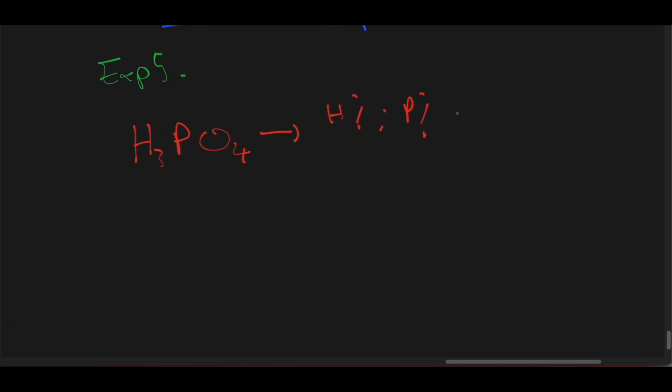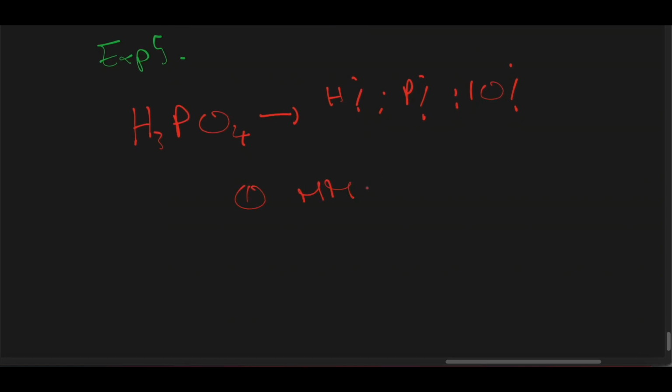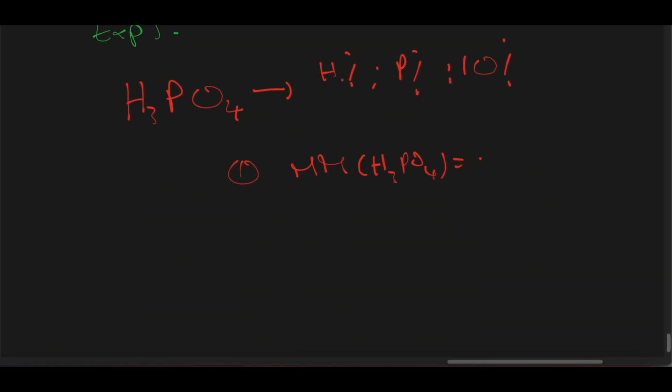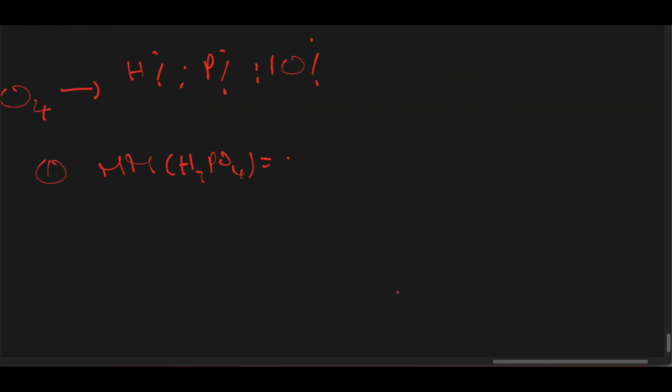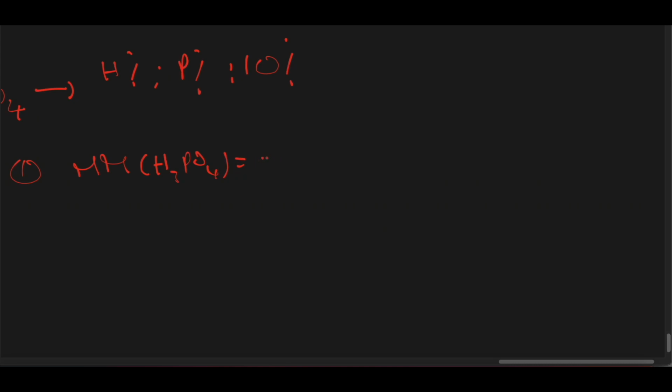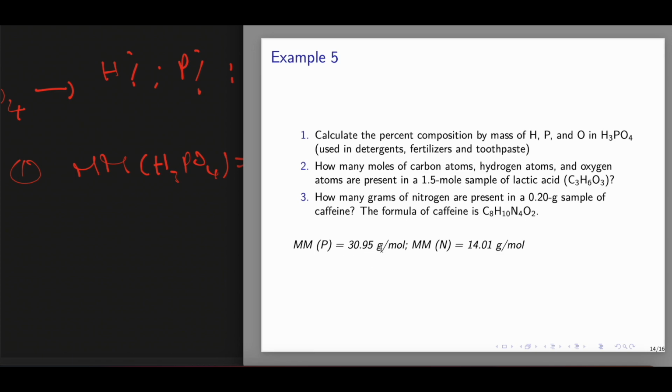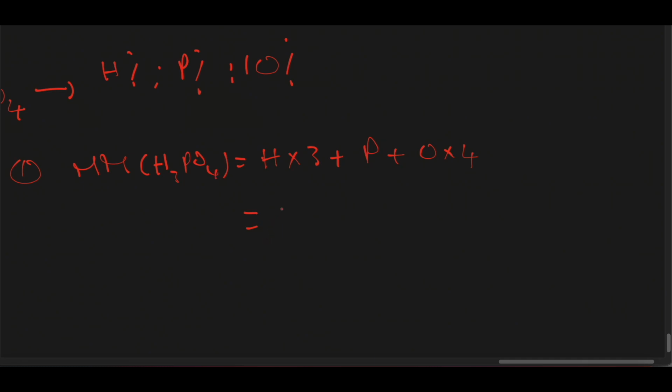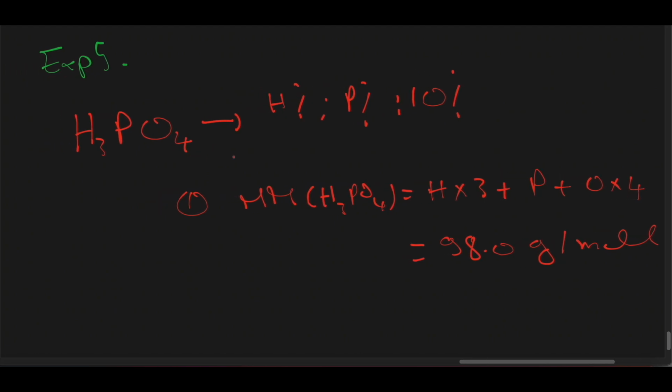So to get the percent by mass of hydrogen, phosphorus, and oxygen, we first have to determine the molar mass of this compound. After that, we can calculate the percent by mass of each element. To calculate the molar mass of phosphoric acid, as usual, we start by adding the mass of each element. So we have the molar mass of hydrogen times 3 plus the molar mass of phosphorus plus the molar mass of oxygen times 4. The molar mass of phosphorus is 30.95 gram per mole. Here we get a value of 98.0 gram per mole.